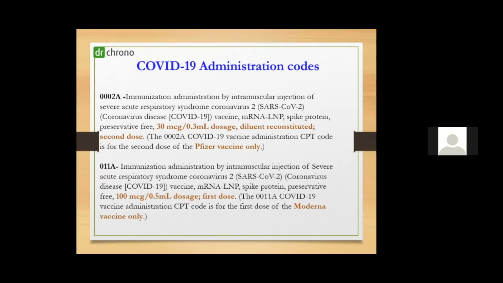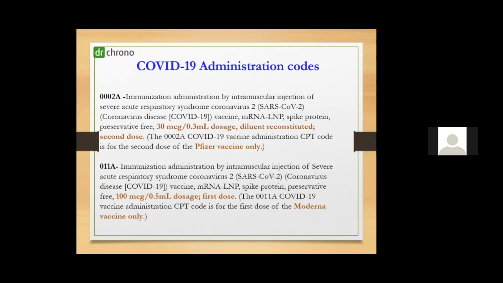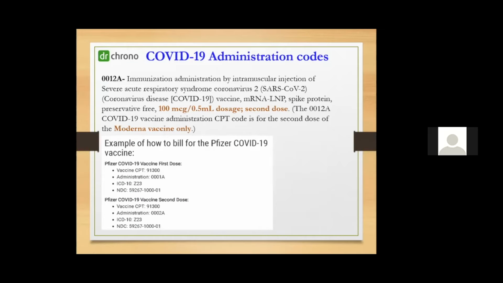Next one being 0002A, dosage 30 mcg per 0.3 ml, and this is for the second dose of the Pfizer vaccine. So if the Pfizer vaccine first and second dose is given, these are the codes which have to be used. And next, moving to the Moderna vaccine only. The first dose would be 0011A, dosage being 100 mcg per 0.5 ml. And for the second one, 0012A, dosage 100 mcg per 0.5 ml, second dose.